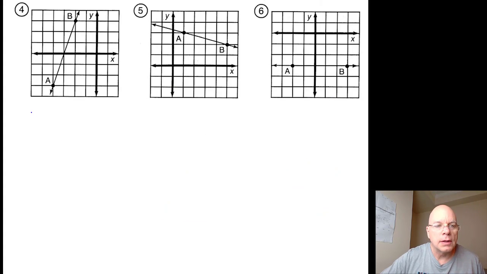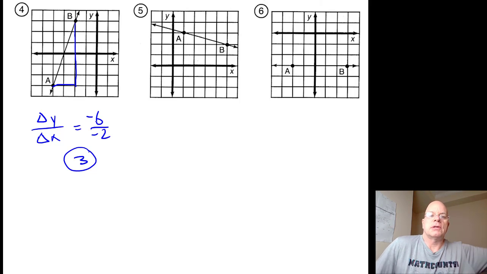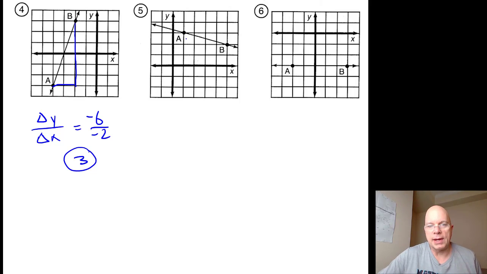Number 4, delta y over delta x. I've been going A to B, let's go B to A. 1, 2, 3, 4, 5, 6 down, and 1, 2 left. -6 over -2. Negative divided by negative is positive. 6 divided by 2 is 3. So it doesn't matter which 2 points you choose or which point you start with. If you're careful with your changes, representing the changes as positive or negative, and then understanding your integer operations for division, you'll get the right answer either way.